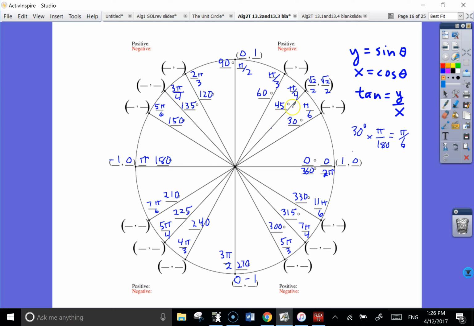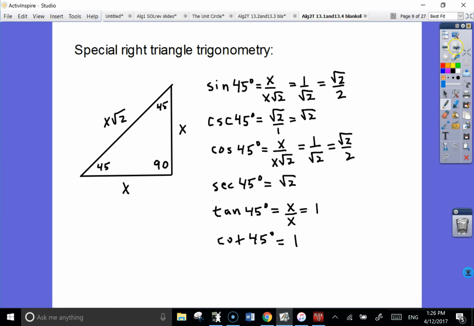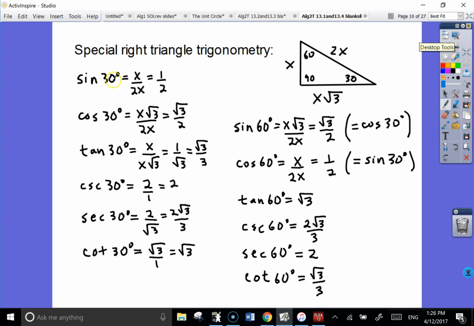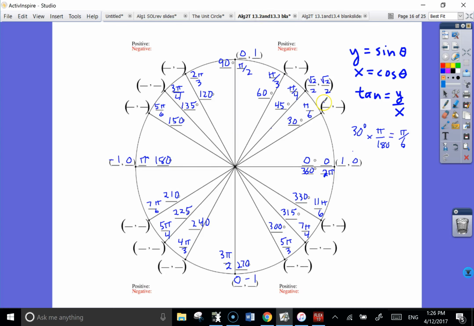Okay, let's do the 30 degrees. 30 degrees came from the next slide. The sine of 30 degrees is 1/2. That's the y coordinate, right? The cosine of 30 degrees is root 3 over 2. That's the x coordinate. So we should fill this in. Root 3 over 2, 1/2.